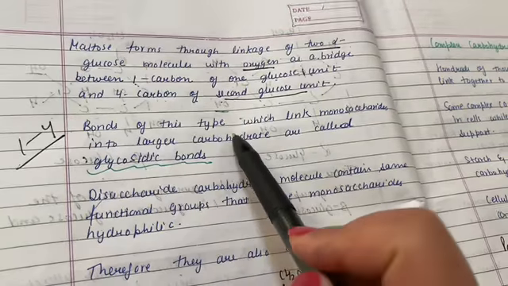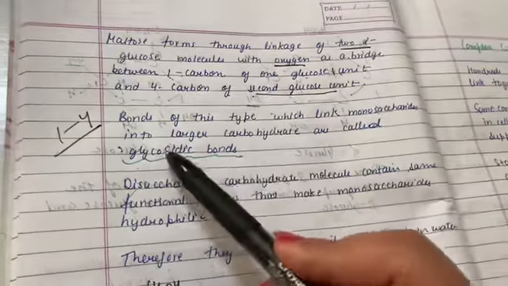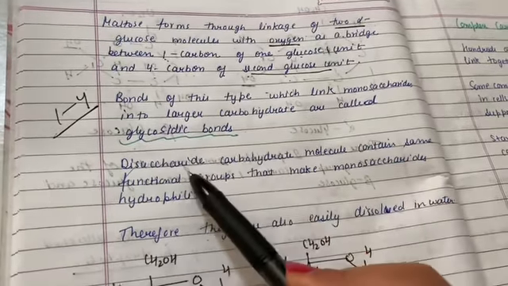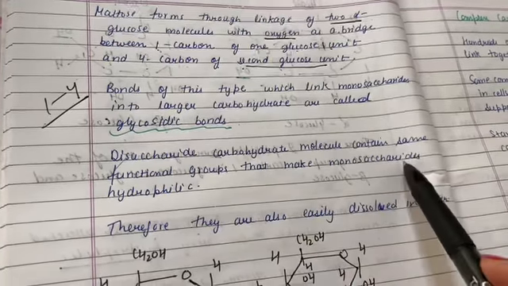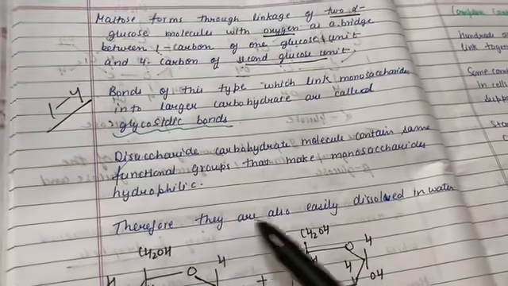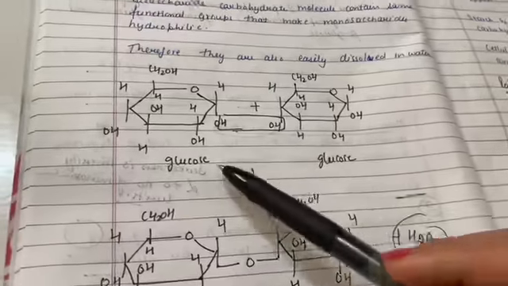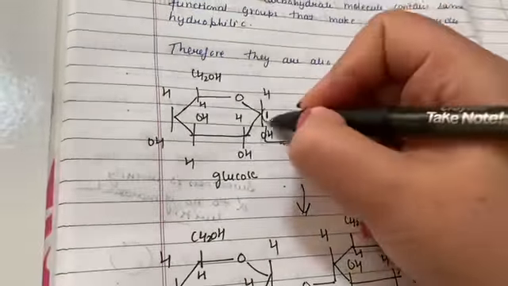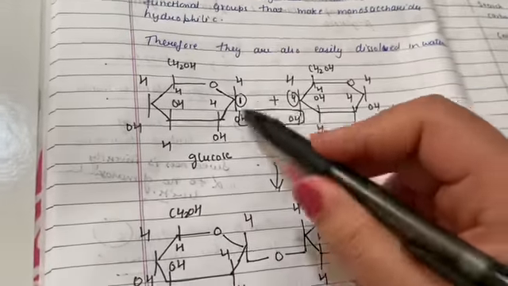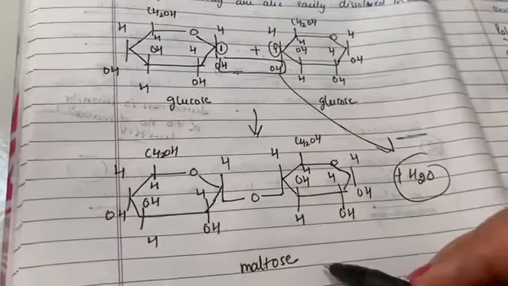Bonds of this type, which link monosaccharides into larger carbohydrates, are called glycosidic bonds. Disaccharide molecules contain the same functional groups that make monosaccharides hydrophilic. Therefore, they are also very easily dissolvable in water. Here is the formation of maltose. We have two glucose molecules. This is carbon 1, this is carbon 4, and then water is removed, and that leads to formation of maltose.